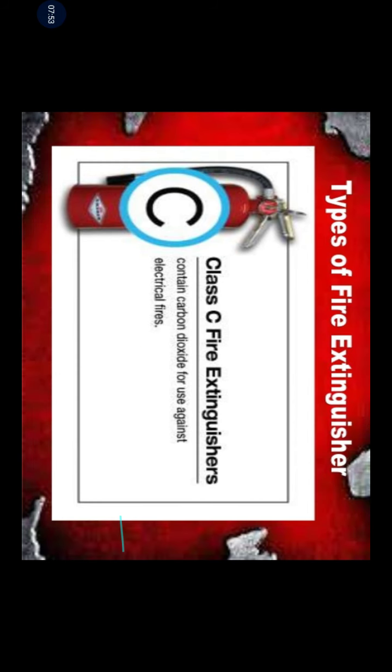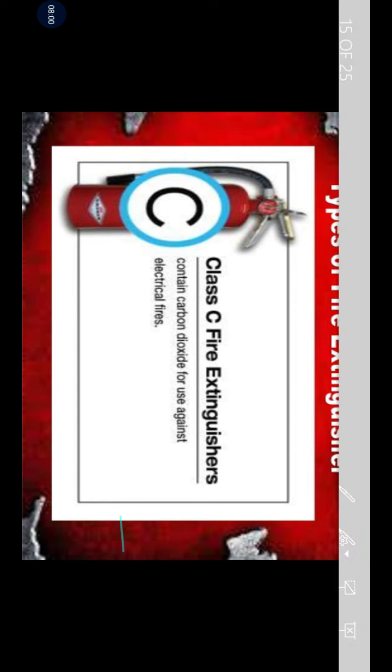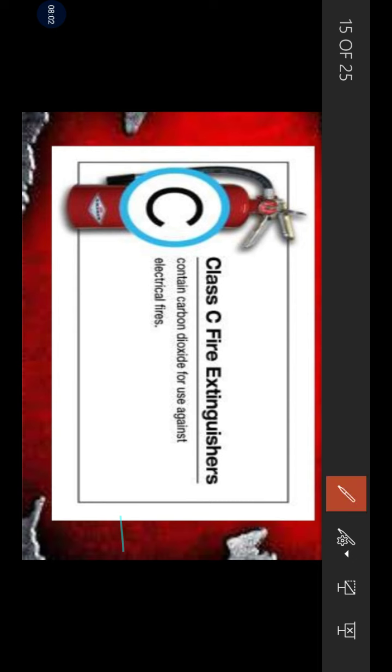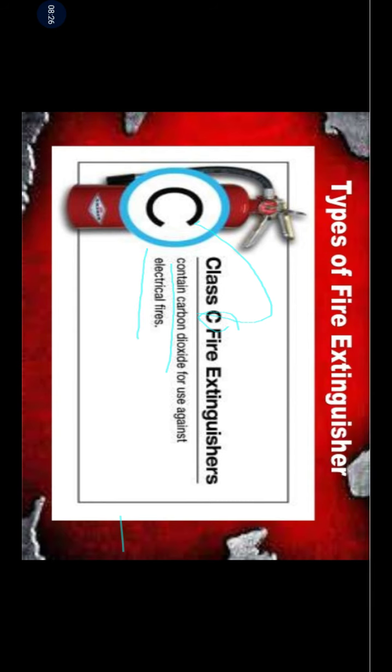The next one, class C fires. It contains carbon dioxide for use against electrical fires. This is very important. Class C fires: carbon dioxide fire extinguishers are used. What is the fire type? Electrical fires. This is very important.